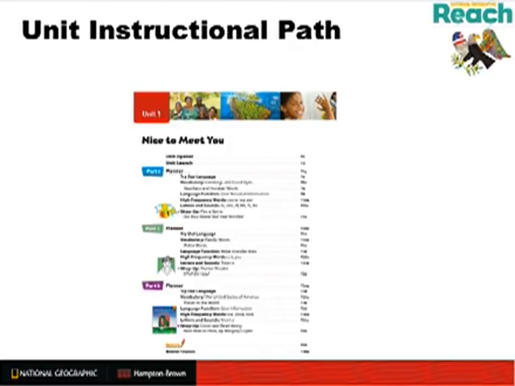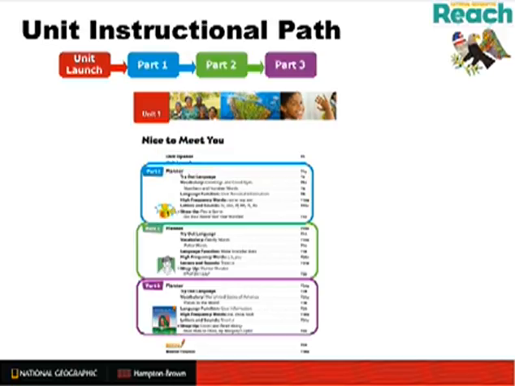For now, let's take a look at the instruction. There are 10 units in In the U.S.A., and they all follow the same instructional path. That's great because once you learn how the program is structured, you can then focus on the content you'll be teaching the students. Each unit begins with a unit launch. Then there are 3 consecutive parts of the unit. Each of these parts follows a similar flow.